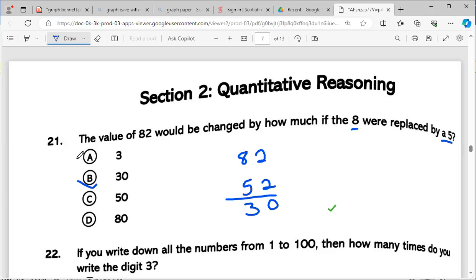So guys, what they wanted to do is to change the digit 8 to 5, right? And they see by how much would the number change. So yes, that would be correct. It would be the difference. So it would be 82 take away 52. 2 from 2 is 0, and that's 3. Alright.